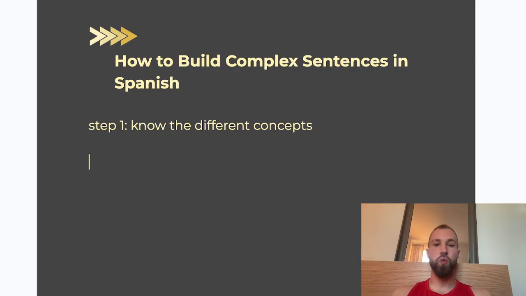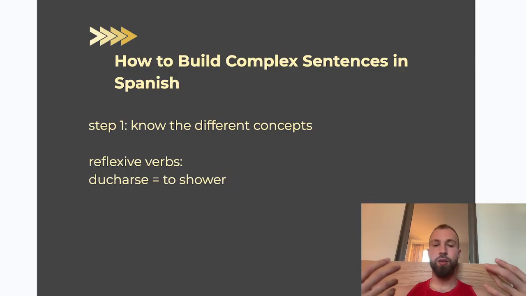So we won't go into actual different concepts in this video because that's not the point of this video, but I'll bring up examples of different concepts. So for example, reflexive verbs. These are verbs which come with a reflexive pronoun. So like ducharse, let's do it this way. Ducharse is to shower. The reason why it's called a reflexive verb is because the person doing the action and receiving the action is the same, right? So to shower, you're typically showering yourself, so it's going to come with this reflexive pronoun.